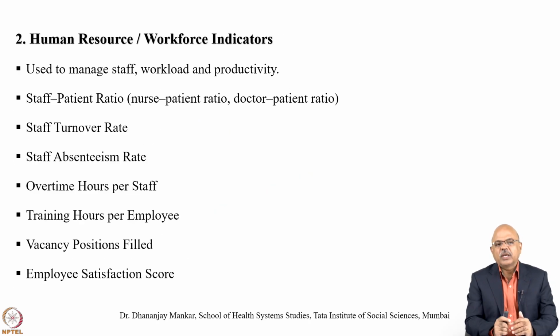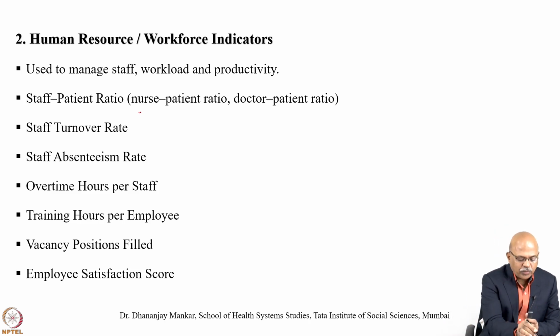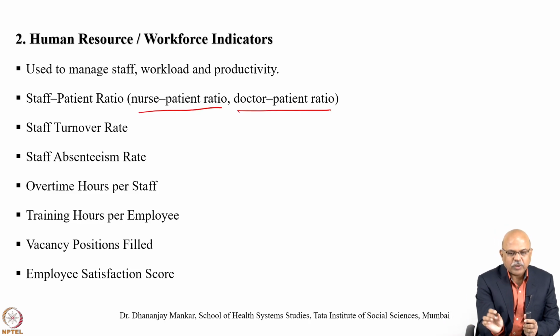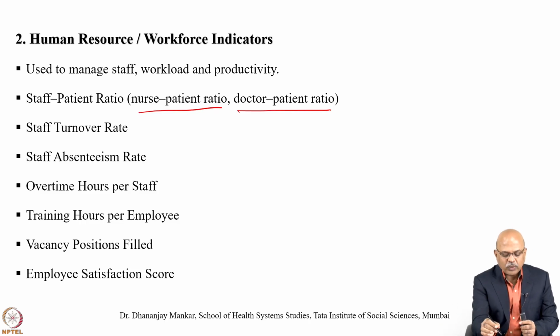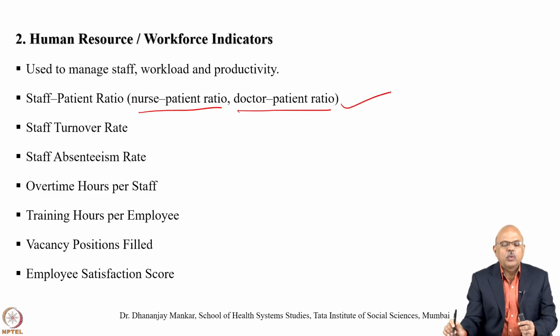Second, within the managerial indicators, we may find the human resource or workforce indicators used to manage staff workload and productivity. Staff-patient ratio, where you may see the nurse-patient ratio versus the doctor-patient ratio, is found to be very low in most of our hospitals, especially public hospitals, which needs to be improved with the help of the workforce indicator.